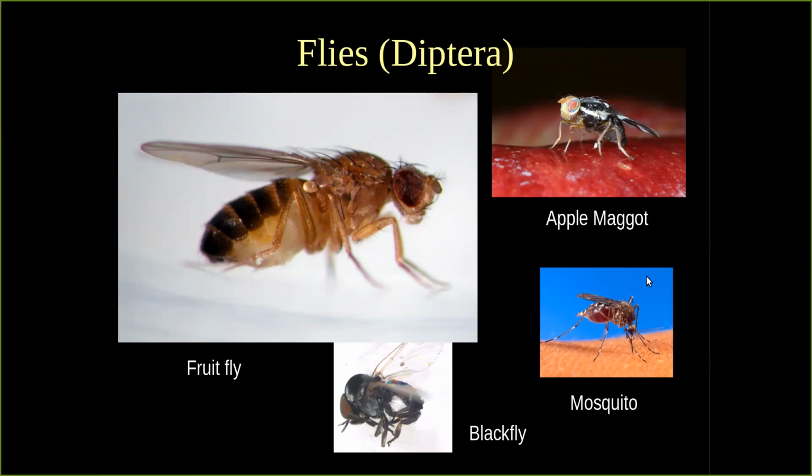In that same group are mosquitoes, which are very important because many of them need a blood meal to reproduce. They are carriers of diseases like malaria and dengue fever and Zika virus. The black flies, well, they're just plain annoying.